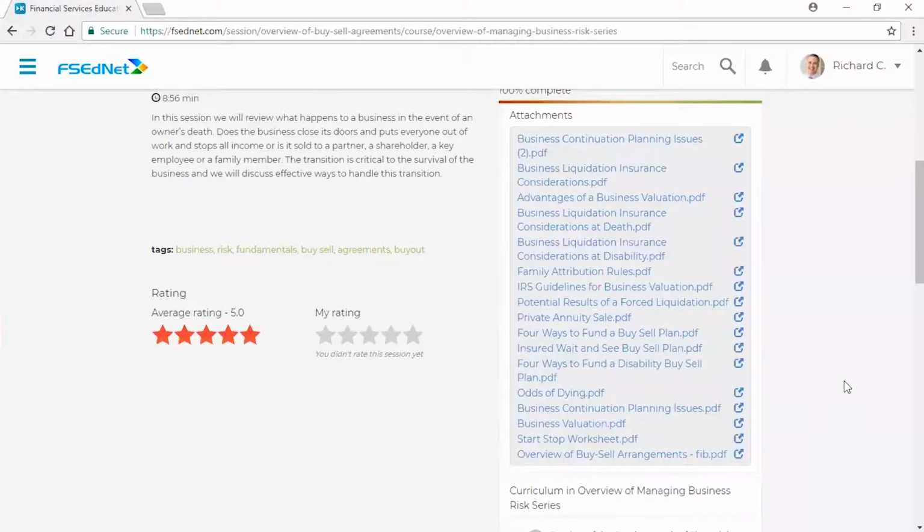Okay, let's pause the session for a moment and take a look at the attachments. Every session on My FSEdNet has a fill-in-the-blank worksheet and participant guide. Also, a number of the sessions also have downloadable educational concept pages explaining additional information on the topic at hand.